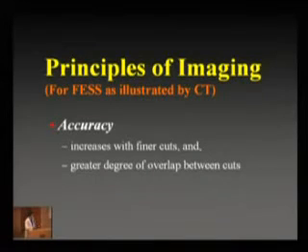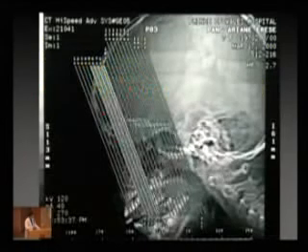And accuracy. This is actually a trade-off. I think it is very easy to understand that if you increase the distance, that means that you are doing fewer cuts for a particular area. You are going to see it less accurately. The finer the cuts, the more details you are going to get. And the more overlap between the cuts, you are going to get more details from the CTs.